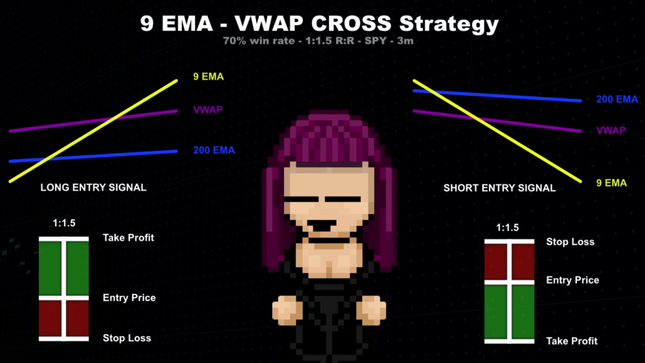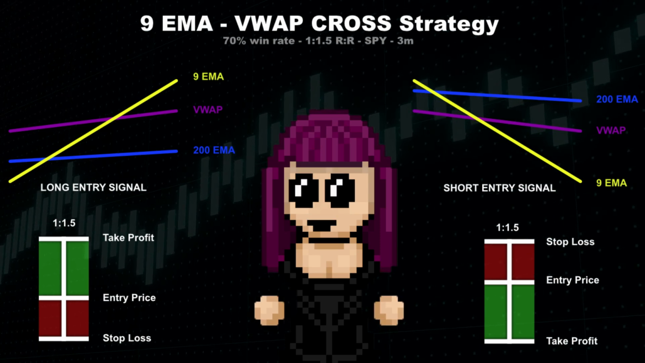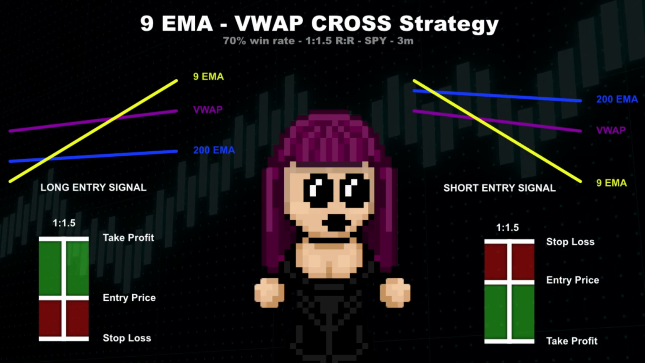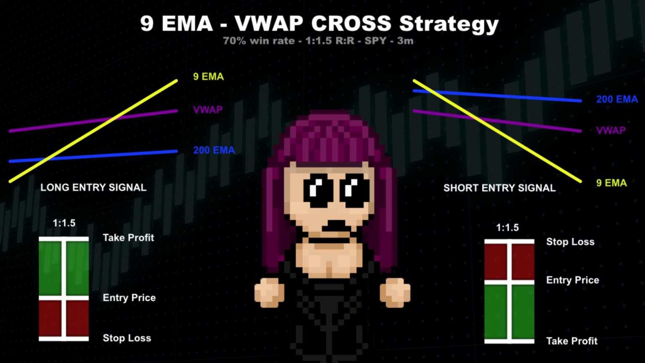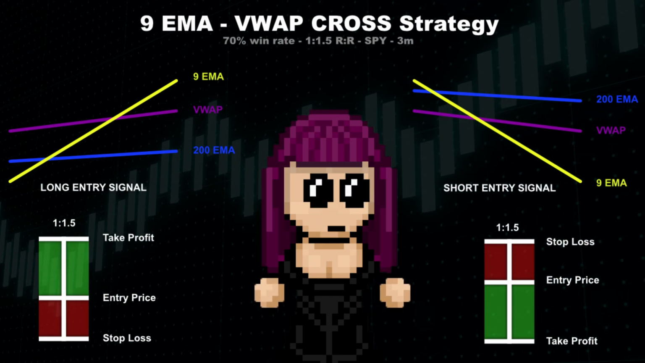Hello, everyone. So my 9 EMA VWAP cross strategy, I've talked a lot about this. A lot of people have found success. It's very simple, very straightforward, and very successful. 70% win rate, so long as you're setting a sensible risk-reward ratio.